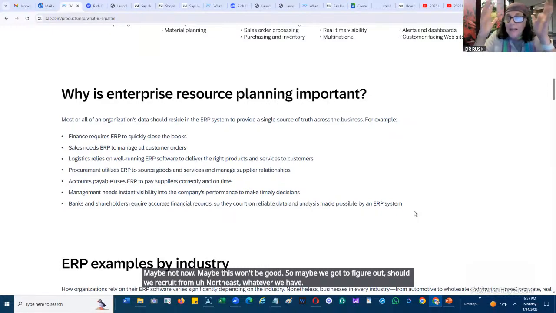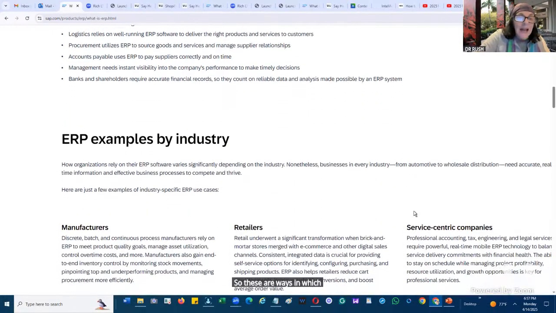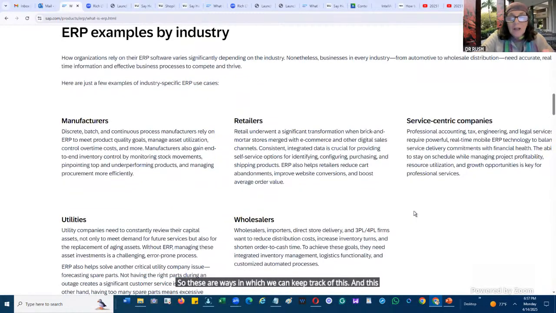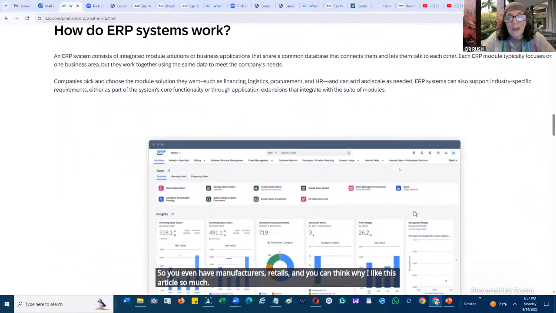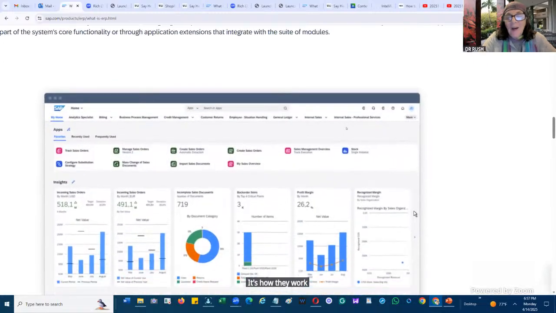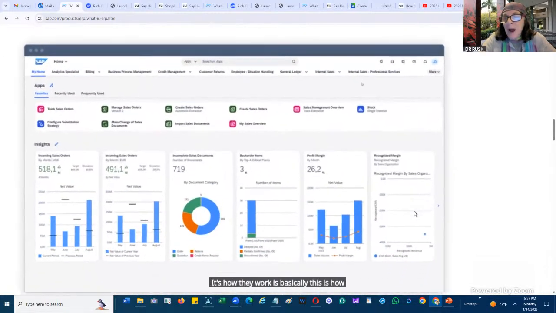So these are ways in which we can keep track of this. And this is by industries. So you even have manufacturers, retailers, and you can think why I like this article so much is how they work. Basically, this is how any enterprise product works.